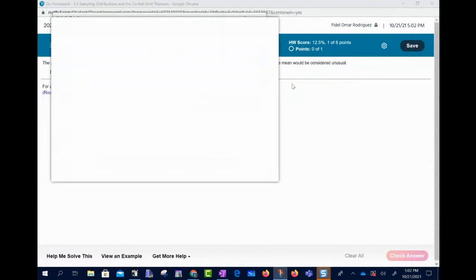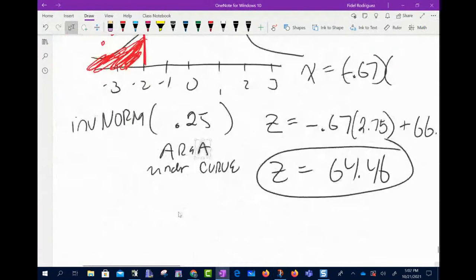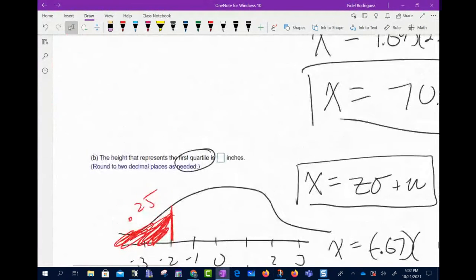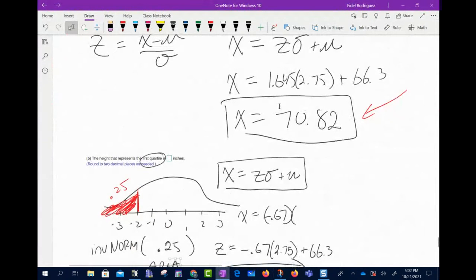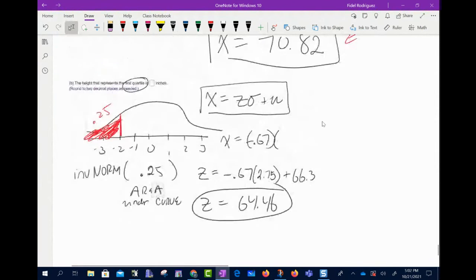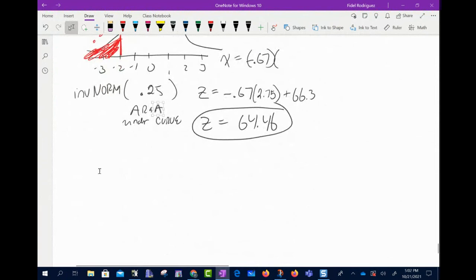Okay, so y'all, the main difference in 5.1, 5.2, and 5.3 compared to 5.4 is that in all these problems, like the last part we just did, the two values we came up with were 70.82 and 64.6. So these were for a specific height, right? There's one person whose height is 70.82 inches, something like that, right? So let me pull up this problem again.